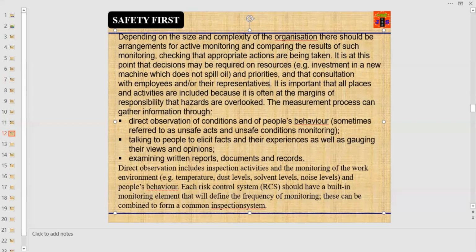Direct observations includes inspection activities and the monitoring of the work environment. For example, temperature, dust levels, solvent levels, noise levels, and people's behavior. Each risk control system should have a built-in monitoring element that will define the frequency of monitoring. These can be combined to form a common inspection system.